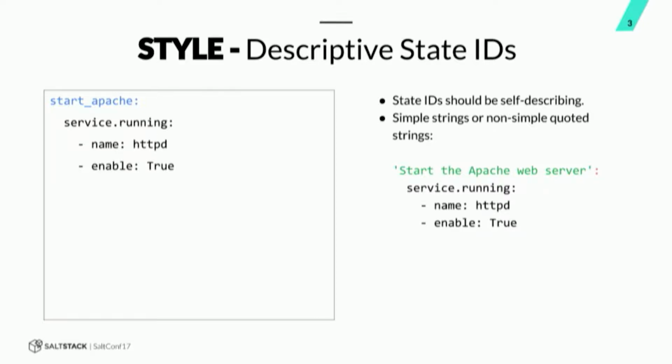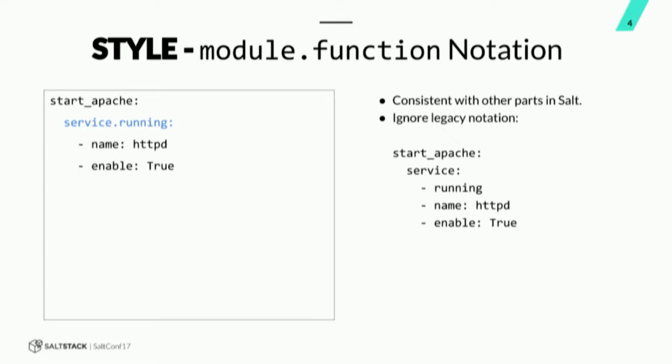But if you do complex characters, make sure you quote it. There's also module.function notation. This is for those of you who have been around for a little while. If you've ever seen the syntax that you see on the right, it's a legacy syntax. If you ever see it in an example or something, open a bug, we'll get it updated. But the service.running, package.installed, it's the most consistent. You're going to see that everywhere else in Salt. So it's a good thing to use here.